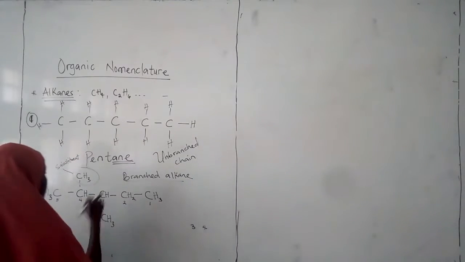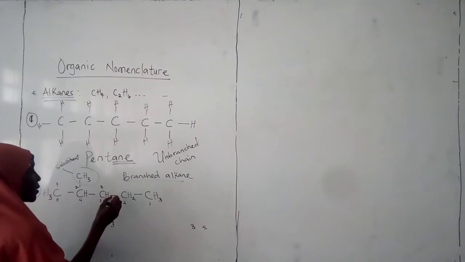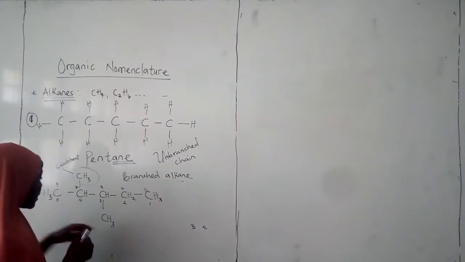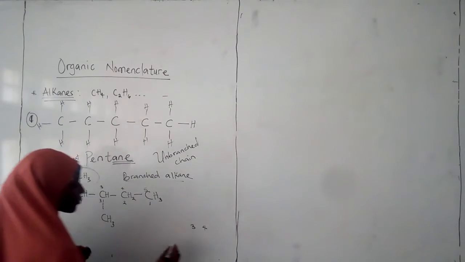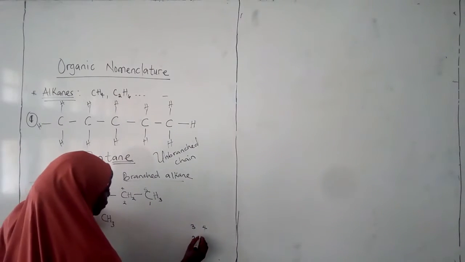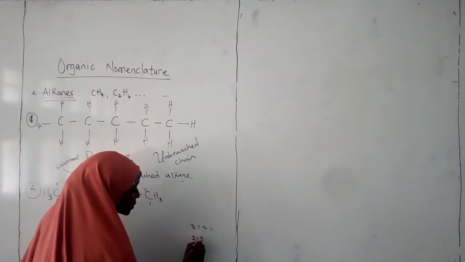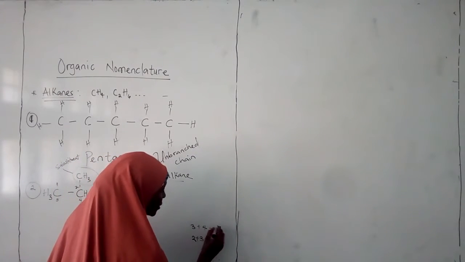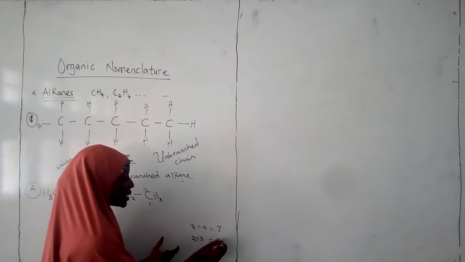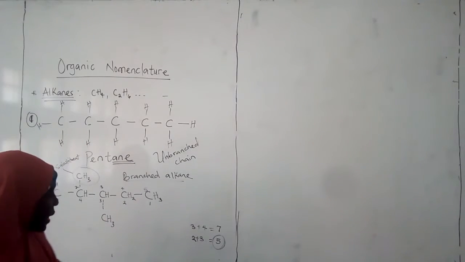If you are counting it this way, this is 1, 2, 3, 4, 5. Now here we have a methyl in position 2 and a methyl in position 3. So when we sum these numbers, 3 plus 4 is 7 and 2 plus 3 is 5. So now we are going to take the one with the least number. I'll repeat again.